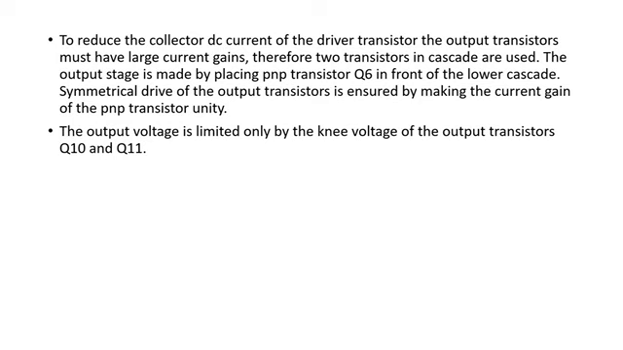In order to reduce the collector DC current of the driver transistor, the output transistor must have a large current gain. Therefore, two transistors have been cascaded in structure. Since it has been used in cascaded form, we can achieve large current gains. The output voltage is limited only by the knee voltage of the transistor, which is controlled by Q10 and Q11.